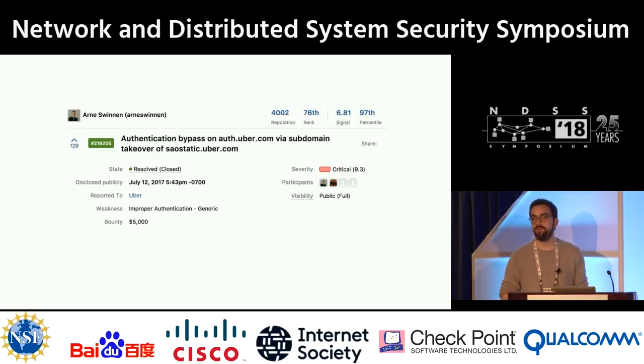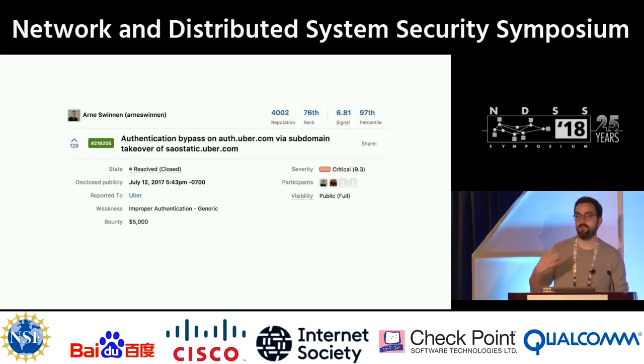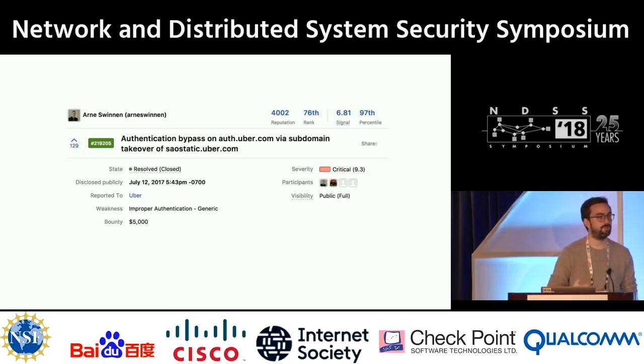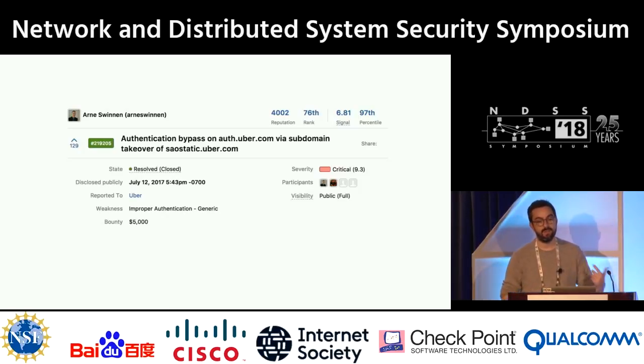So you log in to Uber, you go to, in this case, saostatic.uber.com because somebody might lure you into it, or because some resources are included from there, and because of the way that Uber was distributing cookies, they were suddenly able to get your cookies for the Uber website and impersonate you to Uber, get a ride, take your credit card information, all of this.